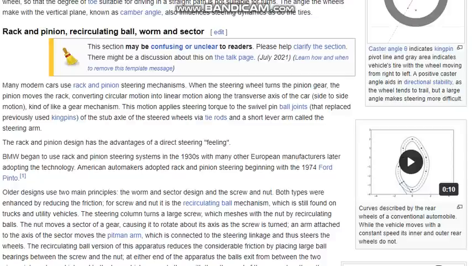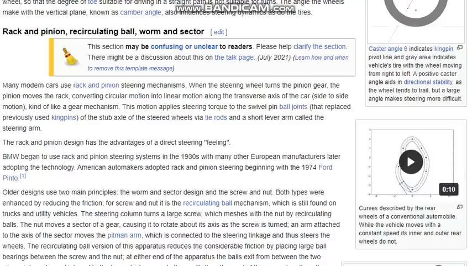BMW began to use rack and pinion steering systems in the 1930s, with many other European manufacturers later adopting the technology. American automakers adopted rack and pinion steering beginning with the 1974 Ford Pinto.